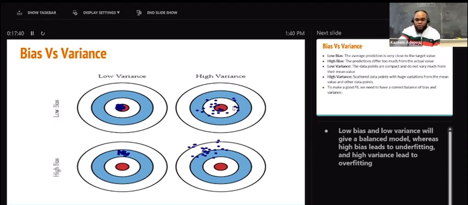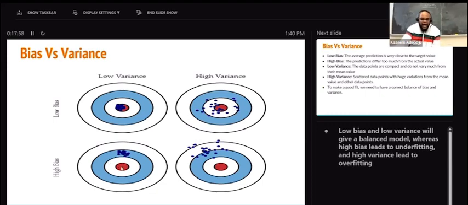Now, take a look at the second one. That one is low bias, high variance. Low bias, high variance is the scenario that I just talked about. You have so many predictor variables, so you have low bias, but you have high variance. That's a problem.